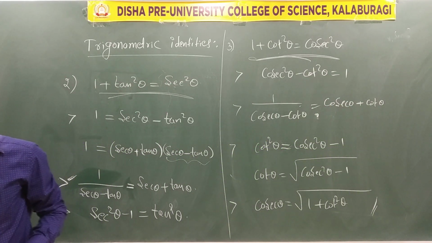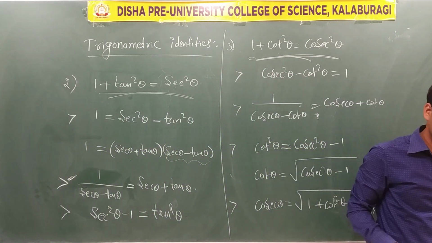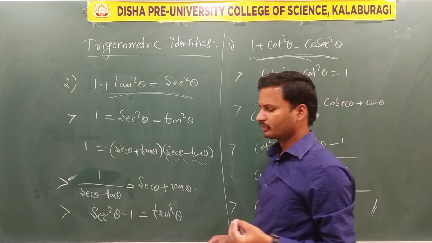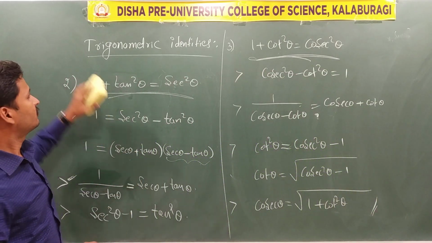Then next is signs of a trigonometric function. Signs of trigonometric functions means there are 4 quadrants. We will see one by one.